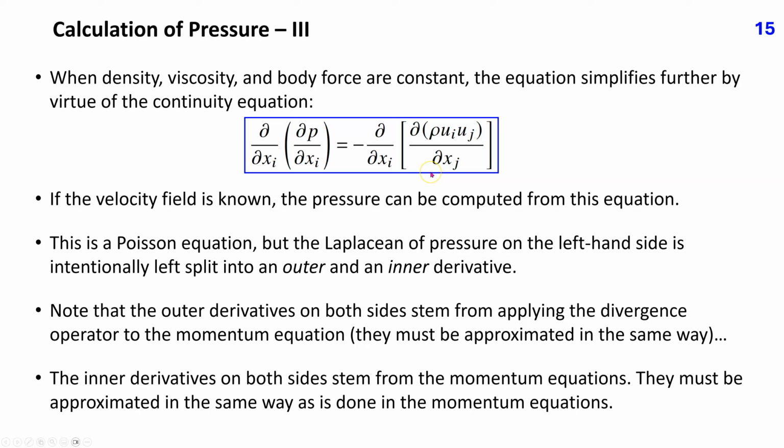If the velocity field is known, the pressure can be computed from this equation. This is a Poisson equation, but the Laplacian of pressure on the left-hand side is intentionally left split into an outer and an inner derivative. Note that the outer derivatives on both sides of the above pressure equation stem from applying the divergence operator to the momentum equation. For consistency reasons, they must be approximated in the same way on both sides of the equation. The inner derivatives on both sides stem from the momentum equation. They must be approximated in the same way as is done when discretizing the momentum equations.